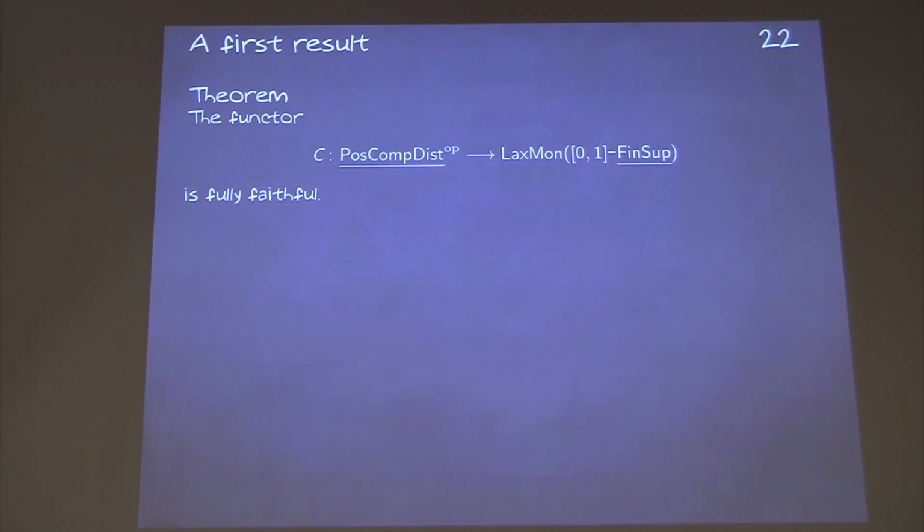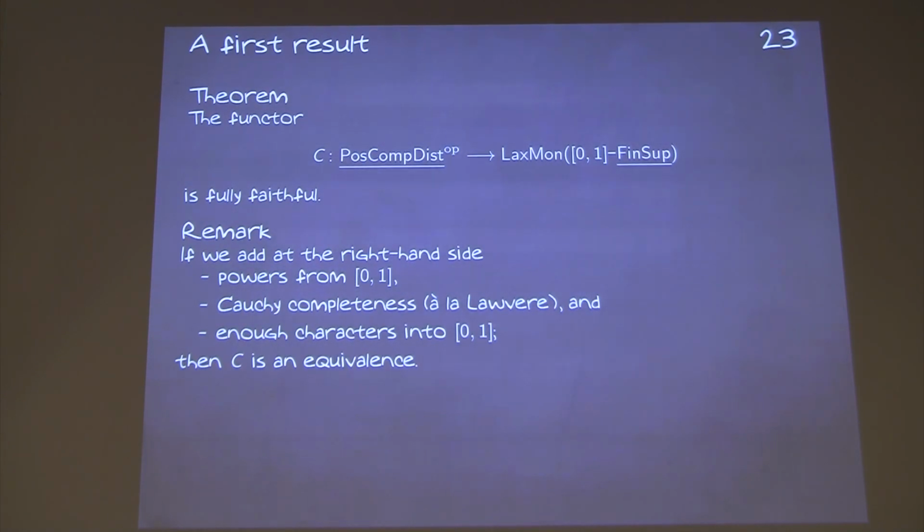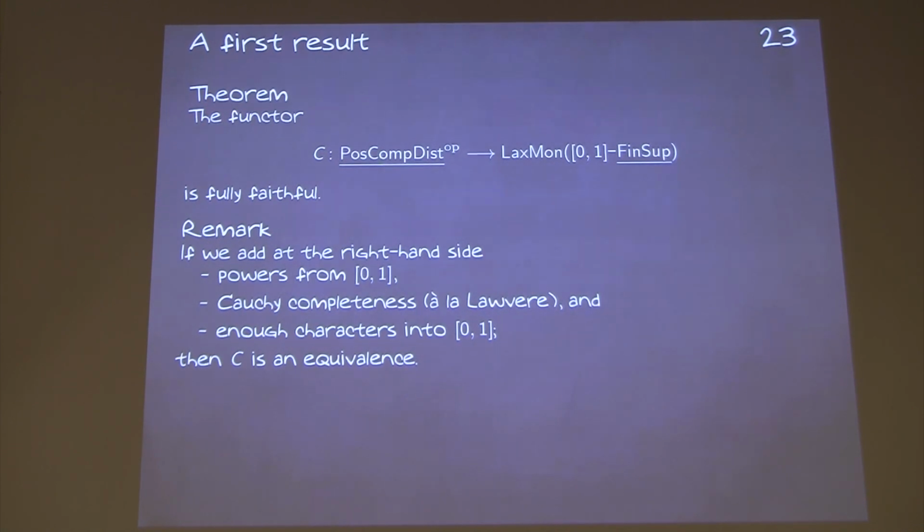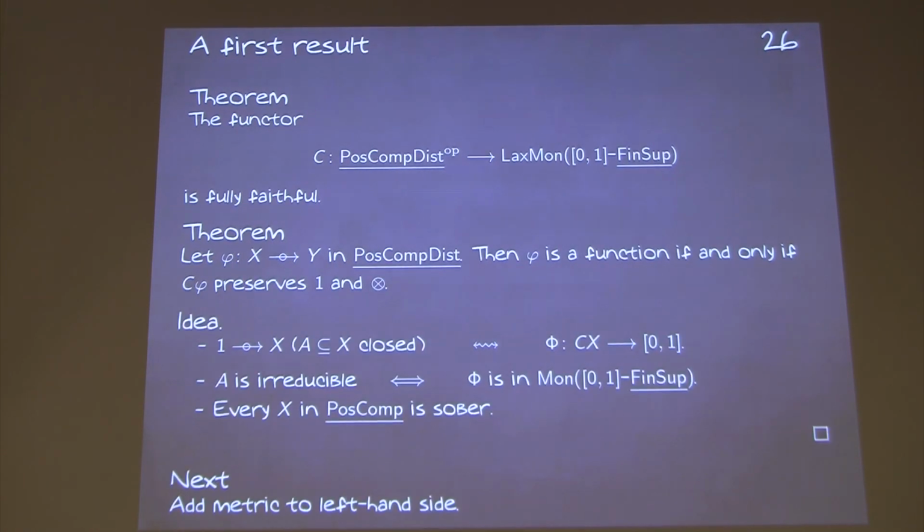What is left then is to describe how the image looks like to get an equivalence. And in this case, we could also do that. Essentially, we have to add that we consider now metric spaces or categories in which the unit interval has powers. We need Cauchy completeness. And we also need some kind of distributivity, that is, we require enough characters into the unit interval. Okay, but I don't want to focus so much on the image of this functor. We have now an equivalence between these categories of relations, and we would want to restrict it to functions. And indeed, that wasn't very difficult.